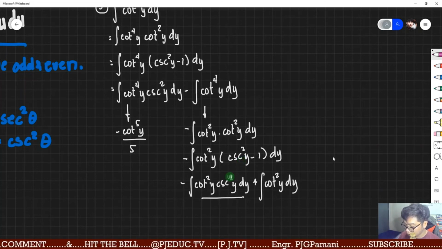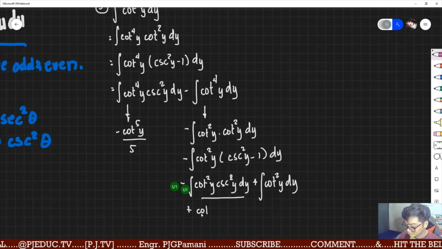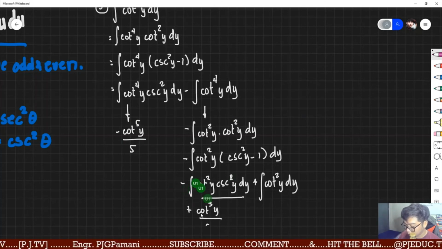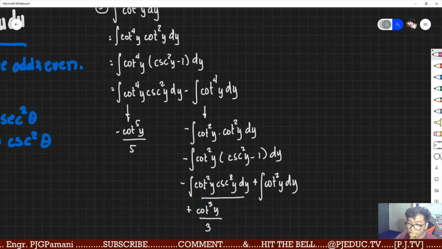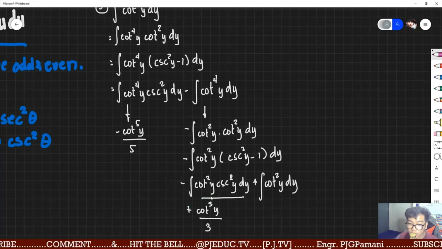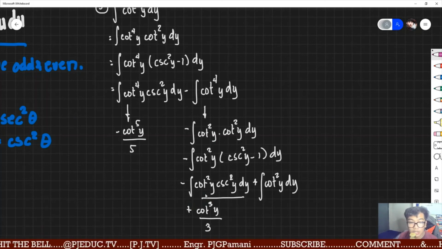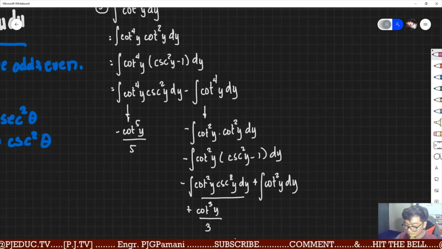Here, this is simply positive cotangent cubed y over 3. The differential of cotangent is negative cosecant squared, so negative 1 times negative 1 is positive. So only the power rule is left. So, cotangent cubed y over 3.